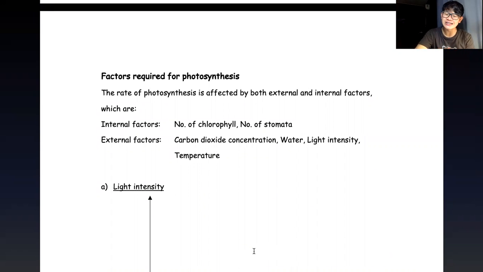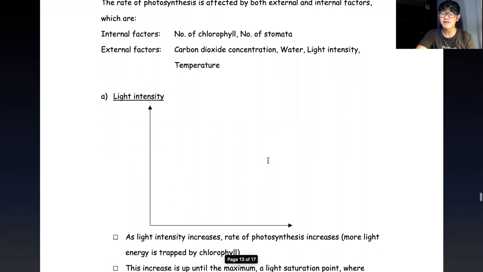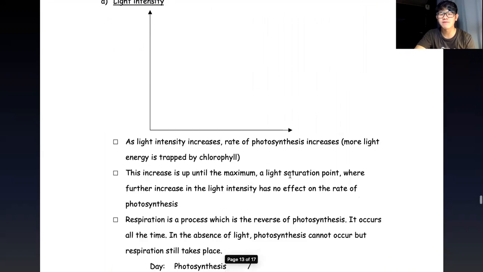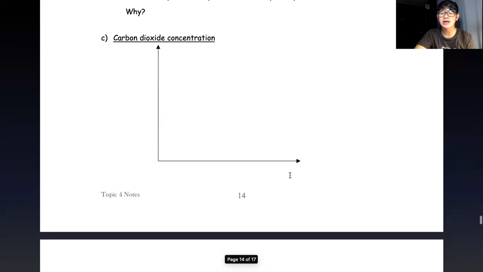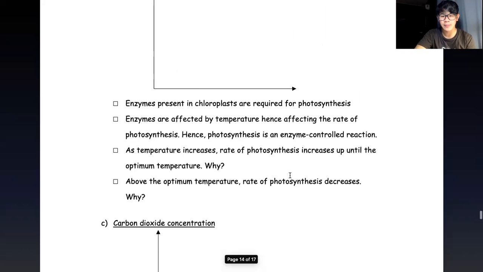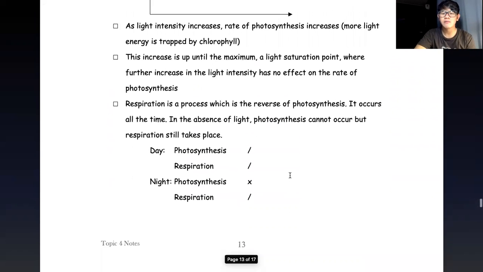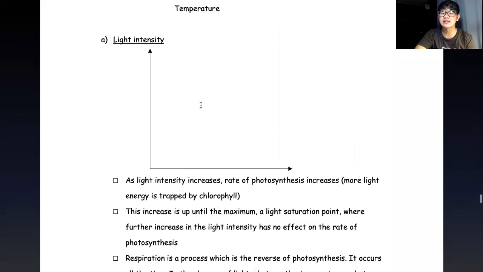So you have this graph. And I believe that I have actually asked you to copy down the shape of the graph before, for light intensity, for temperature, as well as for carbon dioxide. So for today, we are going to describe and explain all these graphs here.